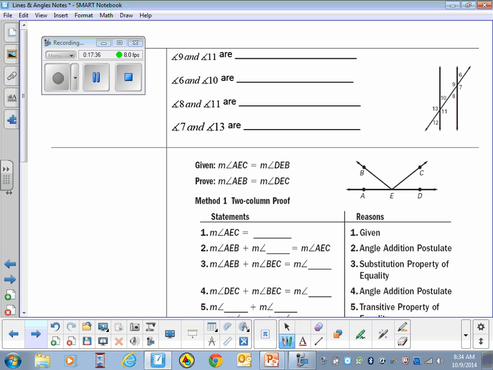But what's the relationship between 9 and 11? Devin? Alternate interior angles. Excellent. So ALT, INT, angle symbol apostrophe S. Standard abbreviations are a beautiful thing. What about 6 and 10? Vibha? Corresponding. CORRES. Angles.